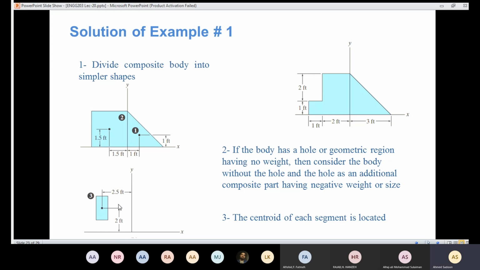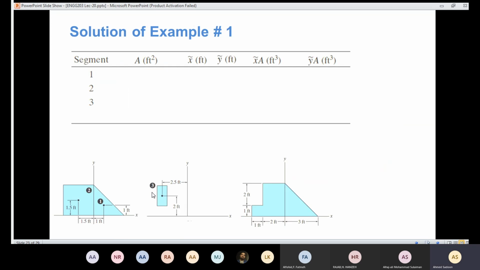Once I finish that step, then everything is going to be easy for us. We are going to use a table, and that table is going to facilitate the process of determining the centroid. So now we are going to use that table shown here. We have part 1, part 2, and part 3.